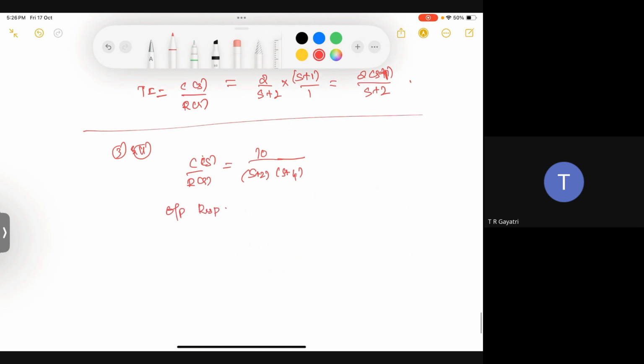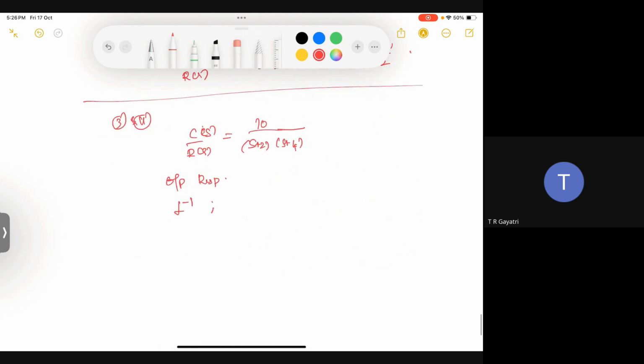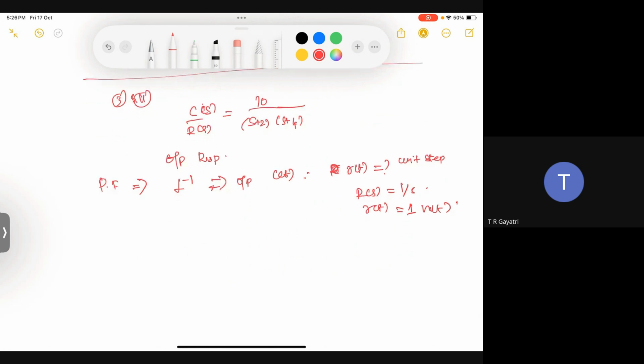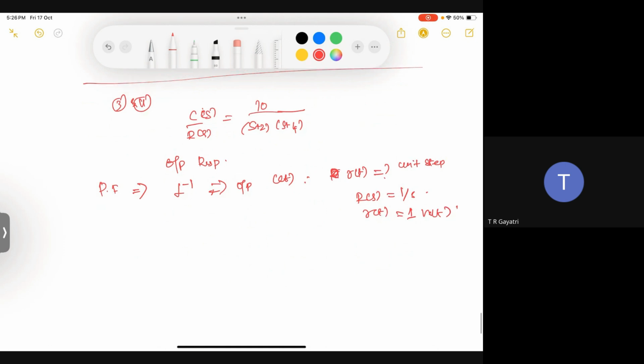Okay. So you need to find the Laplace inverse. First do partial fractions and then do Laplace inverse to get the output response, that is in terms of C of t. For that you need to know what is R of t, sorry, small r of t. It was given in the question, that is unit step. So R of S would be 1 by S, that's it, or r of t equal to 1 into U of t. Do partial fractions and take inverse Laplace transform, put R of S equal to 1 by S. So the answer becomes 10 by s plus 2 into s plus 4 into 1 by s.